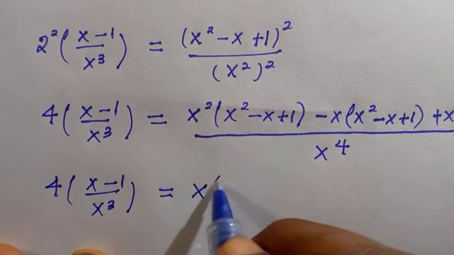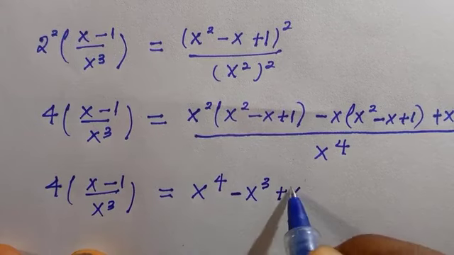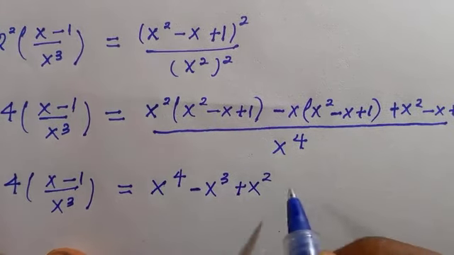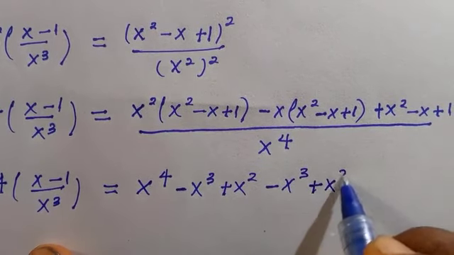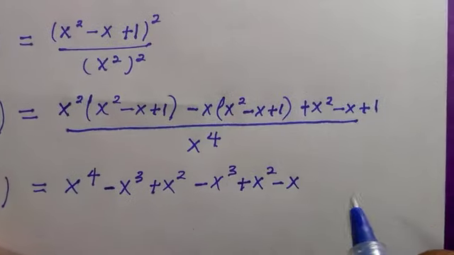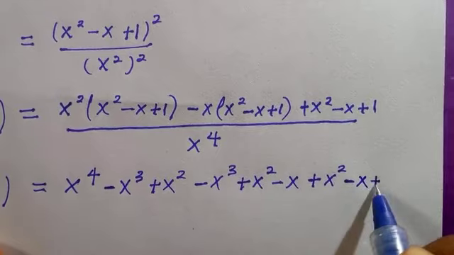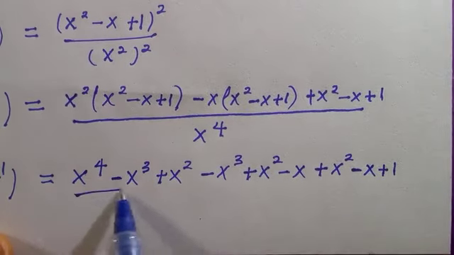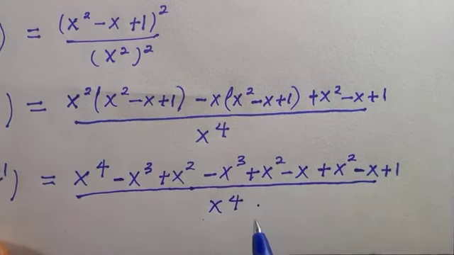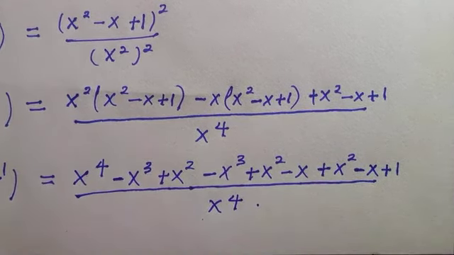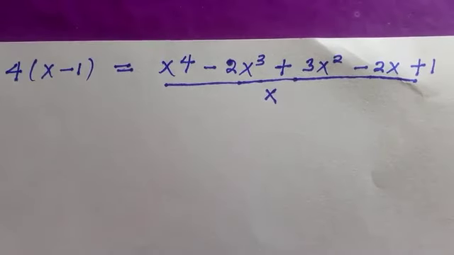So we have this as x raised to the power 4 minus x raised to the power 3 plus x raised to the power 2 minus x raised to the power of 3 plus x raised to the power 2 minus x. So while this is plus x squared minus x plus 1, all divided by x raised to the power of 4. And you can check this left and right. So x can reduce x here. So we have this result as this.